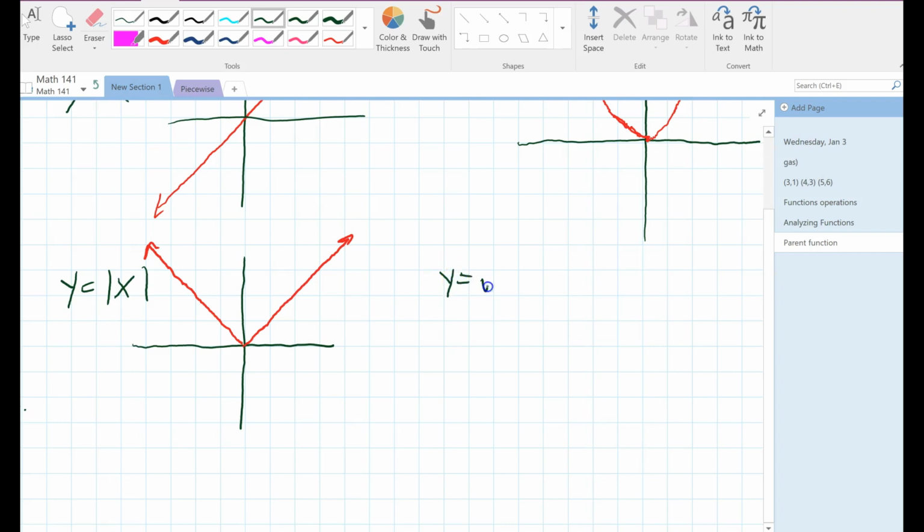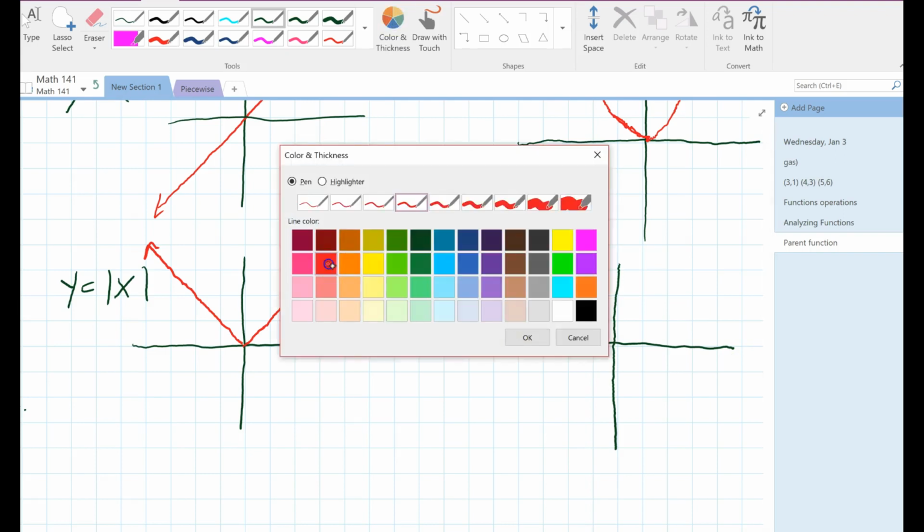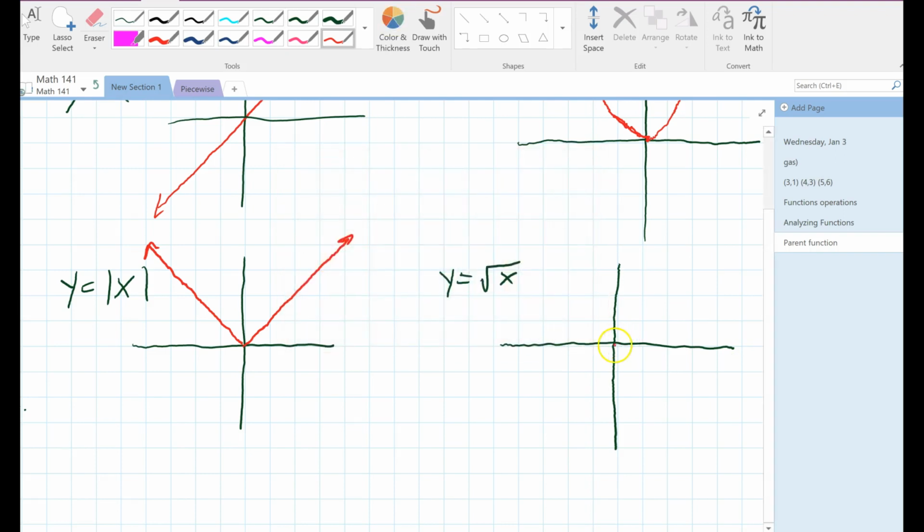Okay, the next one is y equals the square root of x. This should look like half of a sideways parabola, because that's actually what it is. Again, it goes to 0, 0. Oops, I was starting to make it look too straight. Again, this should be curvy, so there should be a curve to it. It looks something like that. The endpoint of that is at 0, 0, and it does go through 1, 1. But like I said, it looks like half of a sideways parabola.